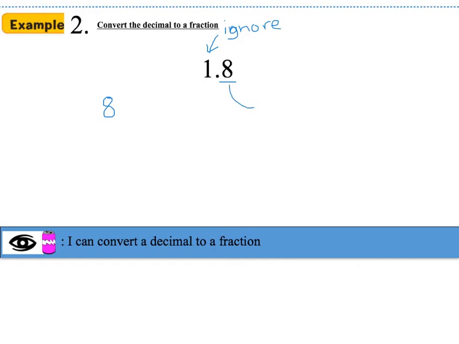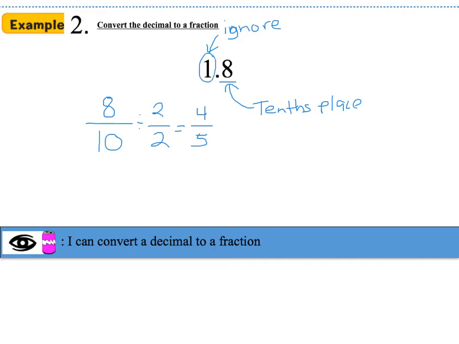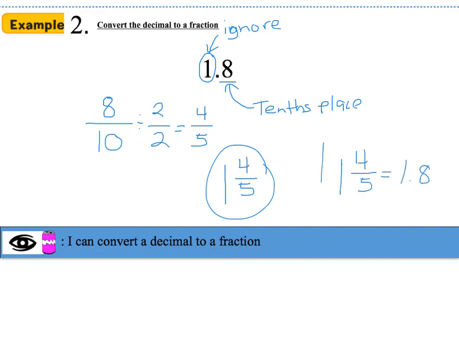We know that the 8 is in the tenths place. So the denominator has to be 10. So let's go ahead and reduce top and bottom by 2. 8 divided by 2 is 4, and 10 divided by 2 is 5. So I got 4/5, but I have to remember to go back and bring down my whole number, so my answer becomes 1 4/5. So I just converted that decimal into a fraction. I know that 1 4/5 is equal to 1 8/10.